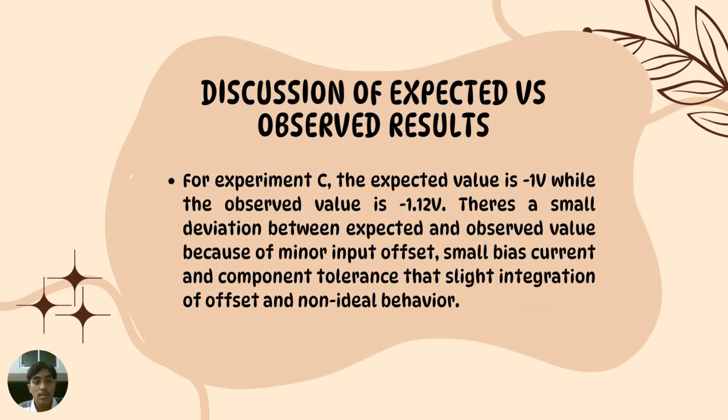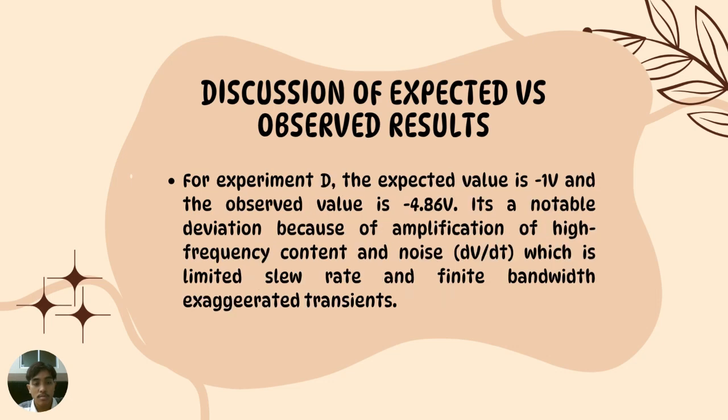For experiment C, the expected value is negative 1 volt, while the observed value is negative 1.12 volt. There's a small deviation between expected and observed value because of minor input offset, small bias current, and component tolerance, that cause slight integration of offset and non-ideal behavior. For experiment D, the expected value is negative 1 volt and the observed value is negative 4.86 volt. This is a notable deviation because of amplification of high frequency content and noise, dV/dt, which is limited by slew rate and finite bandwidth, plus component tolerances.